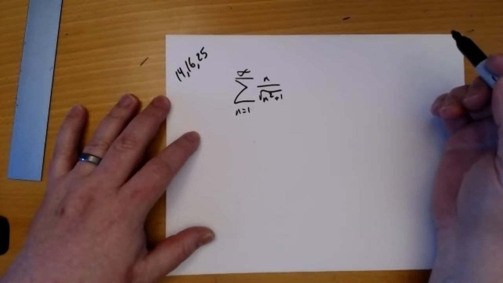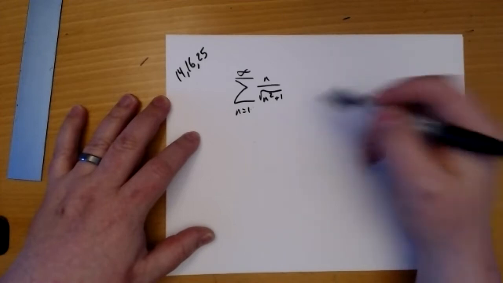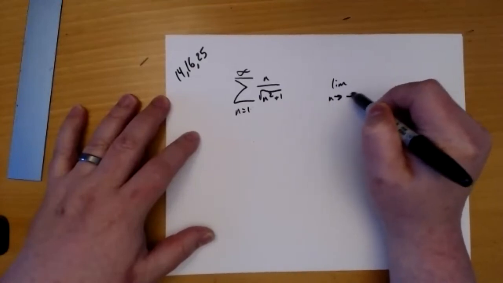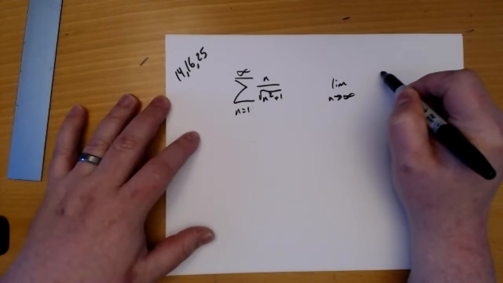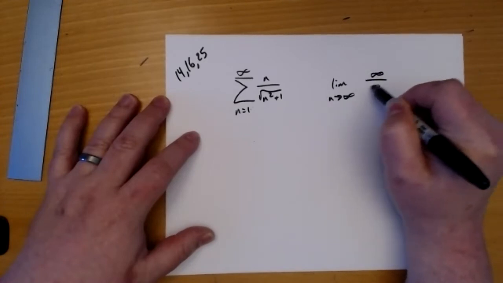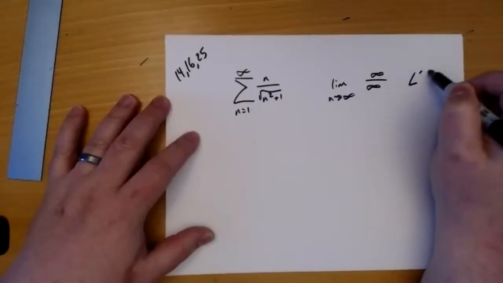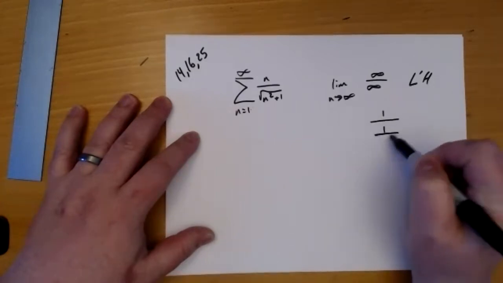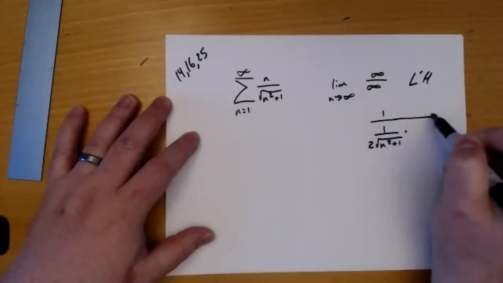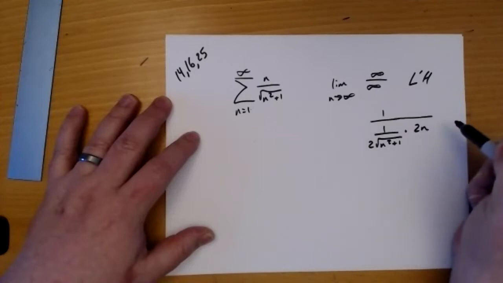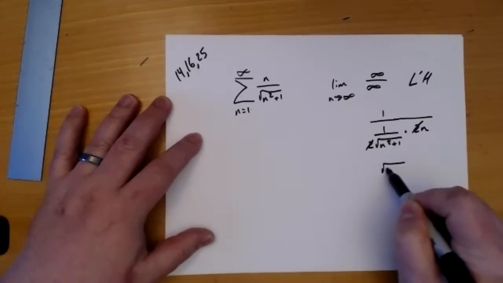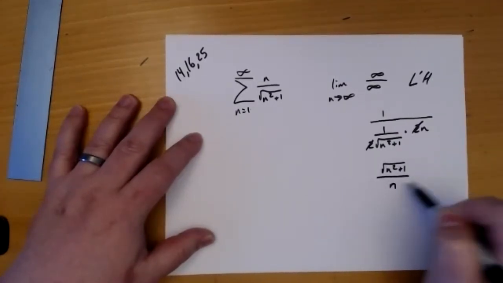Okay. Well, you can do this by just looking at the limit as n approaches infinity. You wind up with infinity over infinity, right? So you use L'Hopital's rule, and that gives you 1 all over 1 over 2 square root n squared plus 1 times the derivative of the stuff inside, which is 2 over n, right? So the 2's cancel, and you wind up with the square root of n squared plus 1 all over n, right?